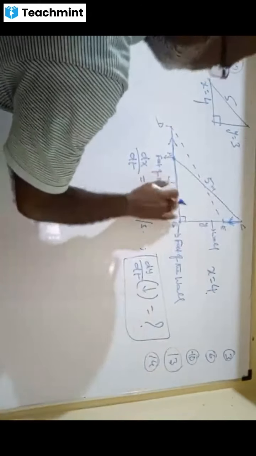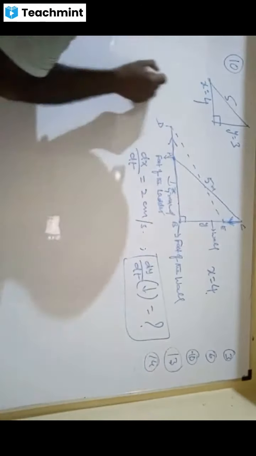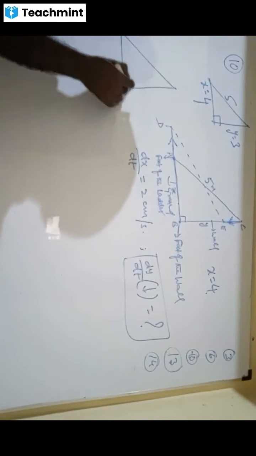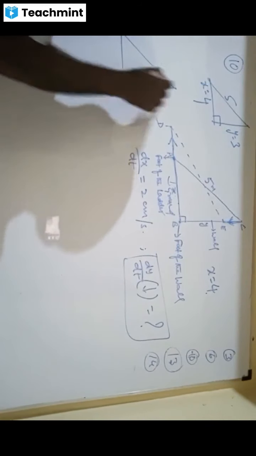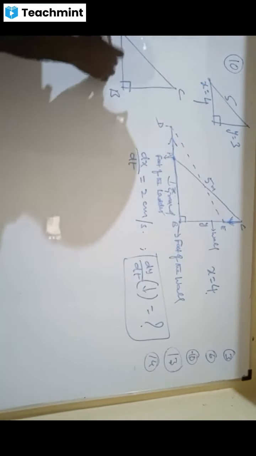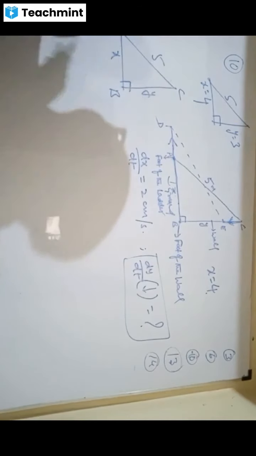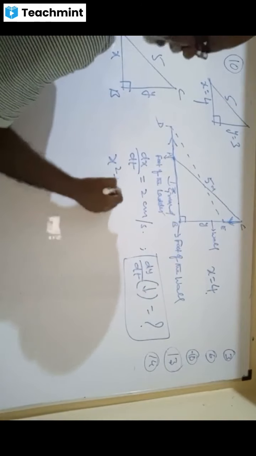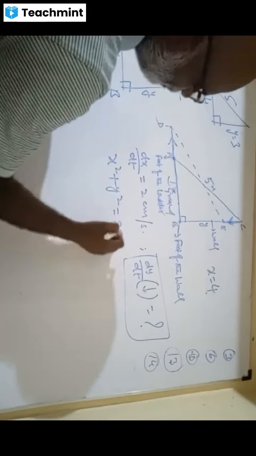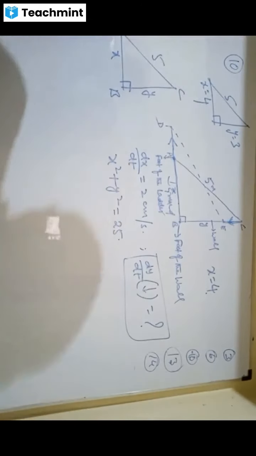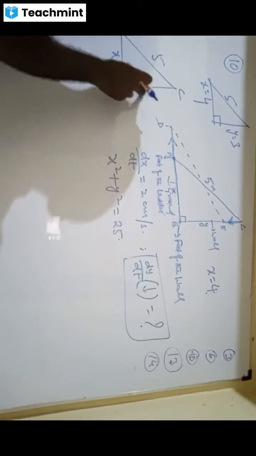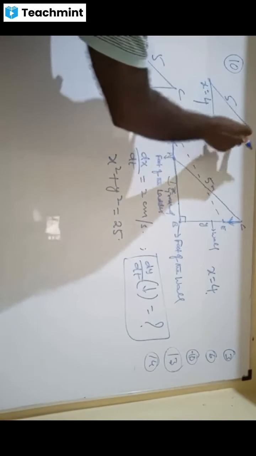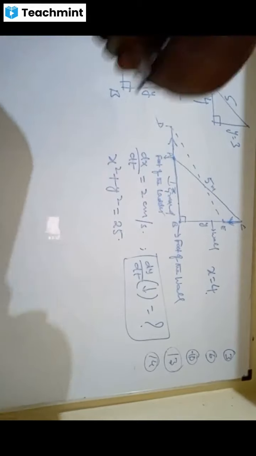First, you take the triangle like this, a ladder like this, A, B, C. This is called x, this is called y, this is called phi. Apply the Pythagorean theorem. x square plus y square equal to 25. Sir, why are you doing it like this? Because for us variables are important. Only at the end you should put x equal to 4 and y equal to 3.